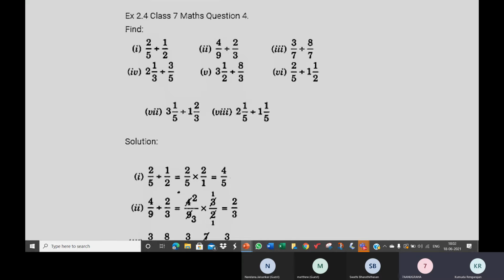Okay, now, I just want you to repeat. Tell me when you use the LCM. No, only for addition and subtraction. Okay, when can you add or subtract? Only when the fractions are? Ma'am, like fractions.